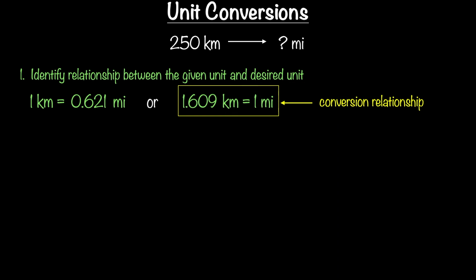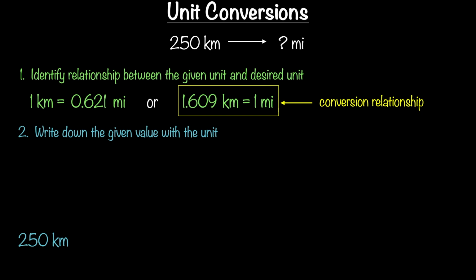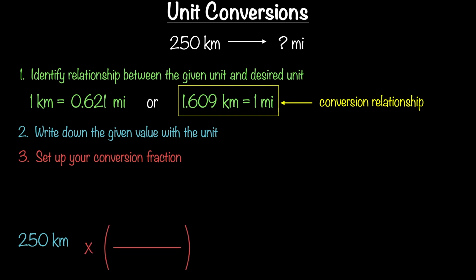So now, step 2 is going to be to write down the given value with the unit. Now, the given value and unit in this problem was 250 kilometers, so simply just write that down. Step number 3 is then going to be to set up your conversion fraction. Don't get scared with fraction. All you're literally going to do is just draw this out. We're going to put some value and unit in the numerator and also in the denominator.